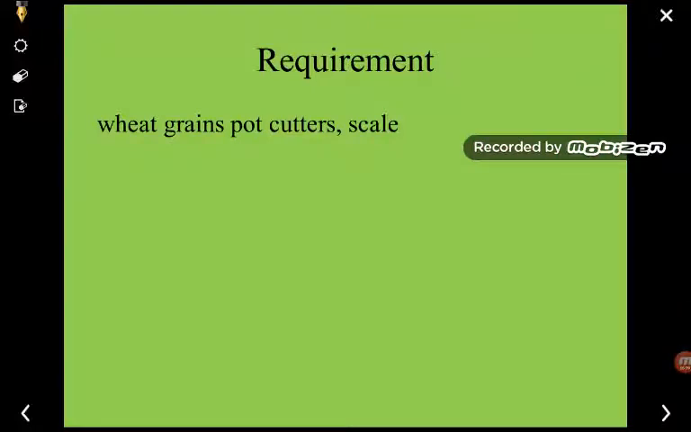So the requirements for the experiment are wheat grains, or you can choose any type of seeds which can grow within 1 week. After growing the seeds for 1 week, we are going to find out the root length and the number of lateral roots. Here you can choose either groundnut seeds as well as moong seeds.